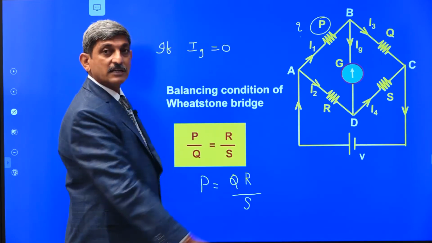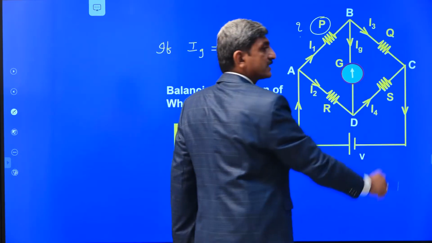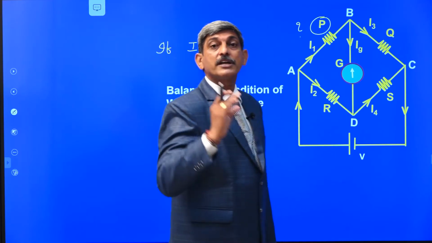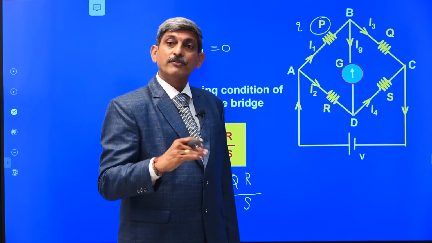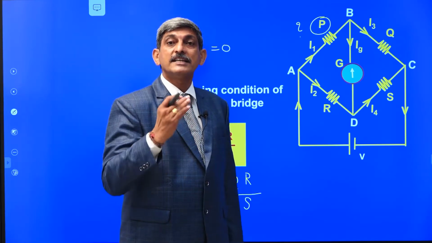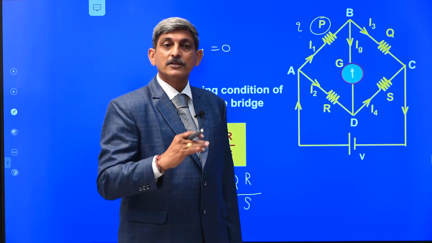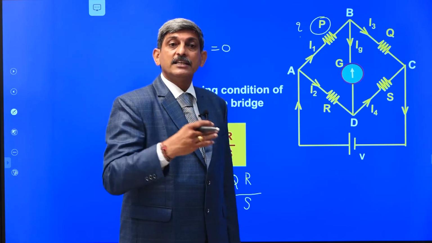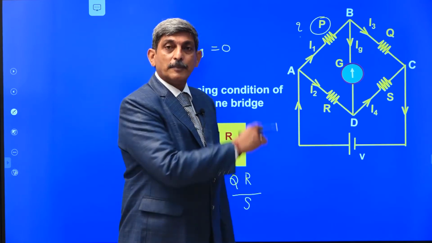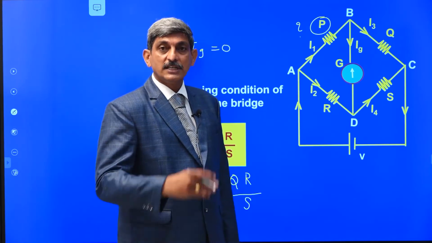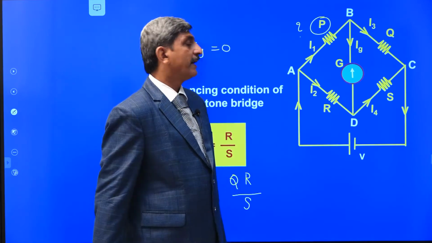But while balancing the bridge, we have to change the resistance values Q and S. Here, the resistor values are discrete values. By using the discrete values of the resistors, we can balance, but it is a time-taking process and the balancing condition may not be obtained easily. So, to easily get the balancing of the bridge, we are going to modify this Wheatstone bridge network into another form. That modified form of the Wheatstone bridge is called the meter bridge.